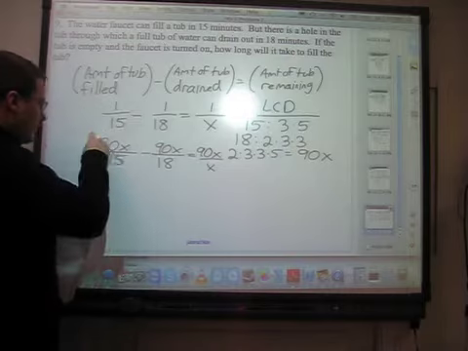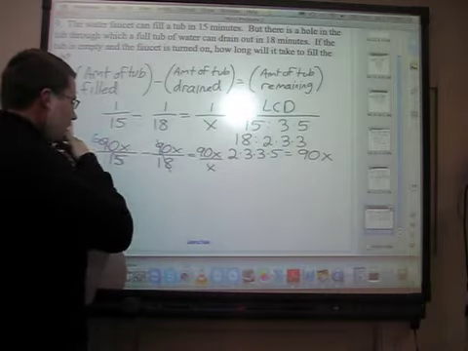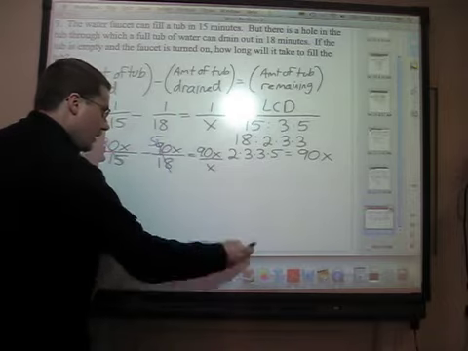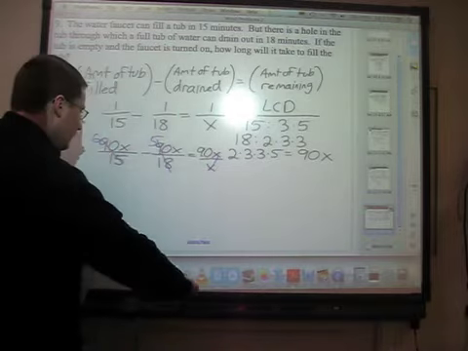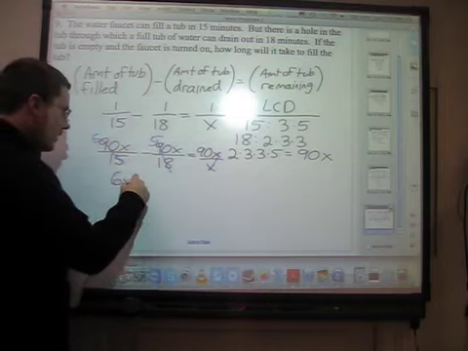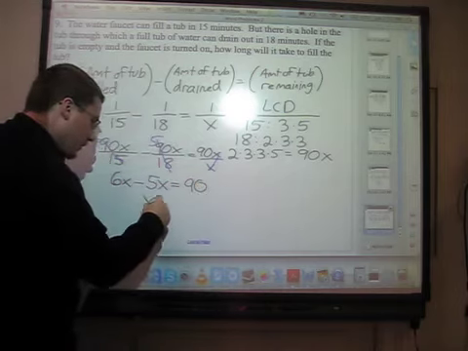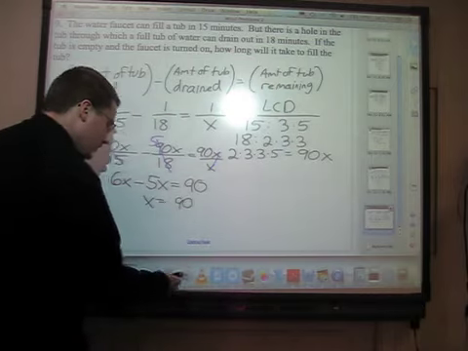90x over 15 goes in 6 times, 90x over 18 goes in 5 times, and 90x over x goes in 90 times. So we have 6x minus 5x equals 90. So a simple x equals 90.